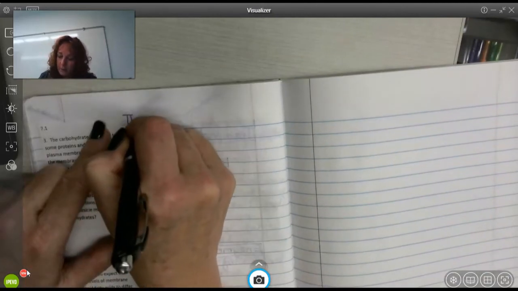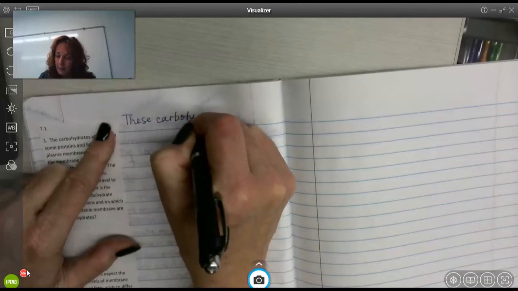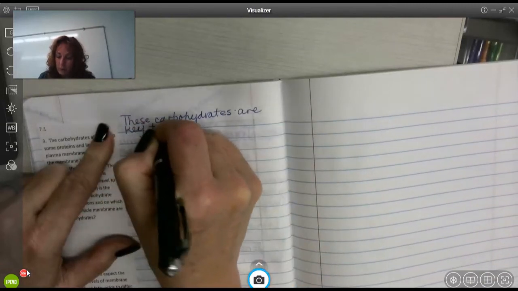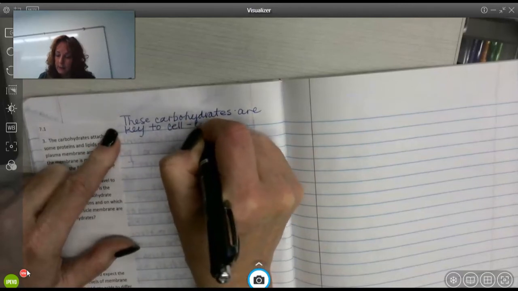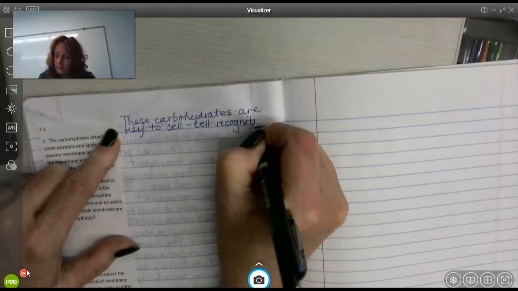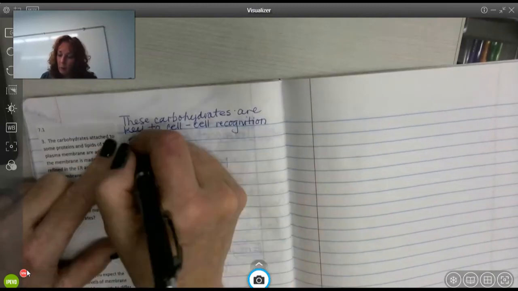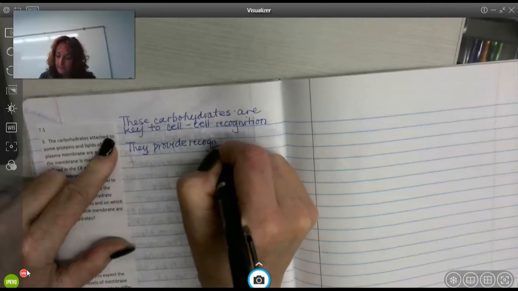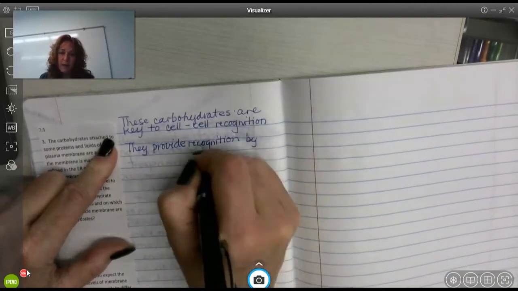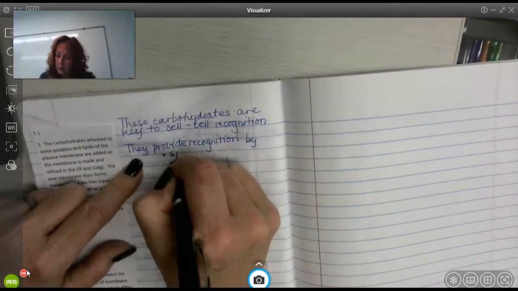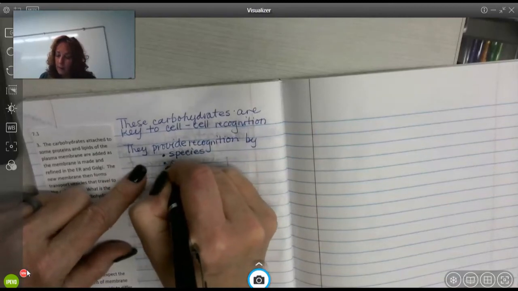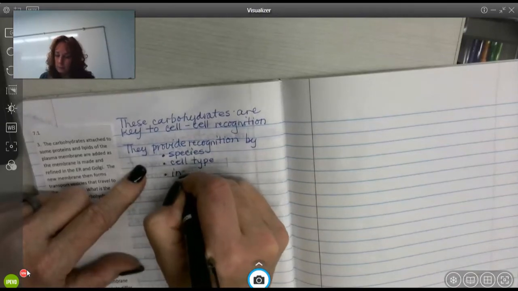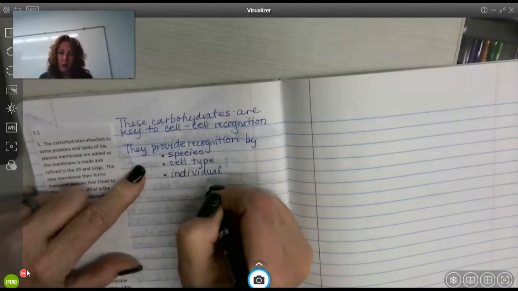So let's just start off with that these carbohydrate chains are essential. They're key to cell recognition. So how cells know what type of cells those are. They provide this recognition. And there are going to be ways to vary the type of carbohydrate. So it's going to be what species you are, what cell type. So it would be human, liver, meat. They have all of that on there.